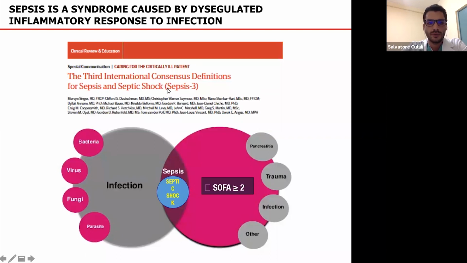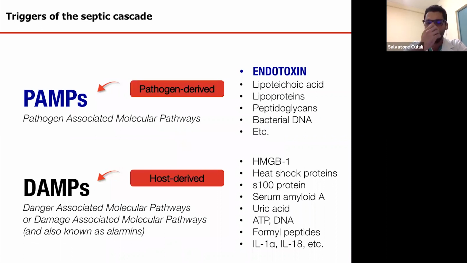As we learned from a recent definition, septic shock is caused by a dysregulated inflammatory response to an infection, which may be caused by bacteria, viruses, or other microbiological species. If we look at the different mediators involved in septic shock, we have molecules coming from pathogens and molecules coming from the organism, and both may activate the inflammatory response and be associated with organ dysfunction.